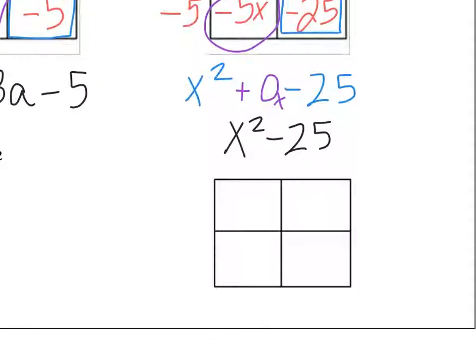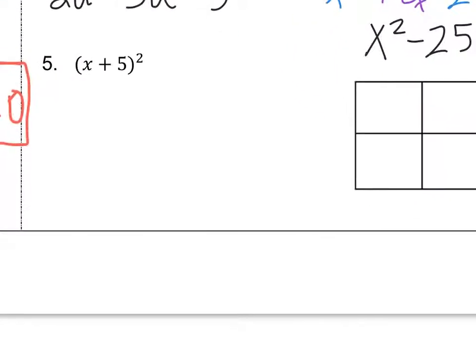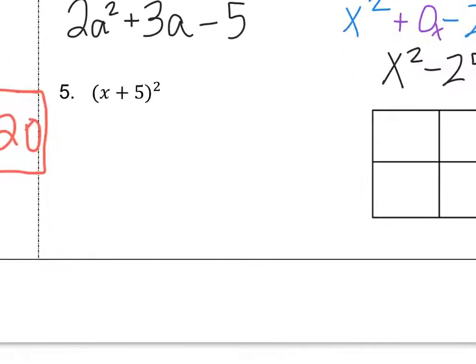Okay, and let's look at number 5. The thing about it is they haven't really written it out for me. They said x plus 5 squared. But you got to remember what that means. What that really means is just x plus 5, the parentheses written 2 times. So now it's just x plus 5 times x plus 5.